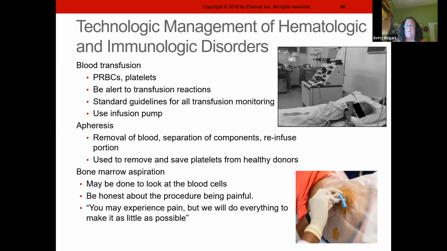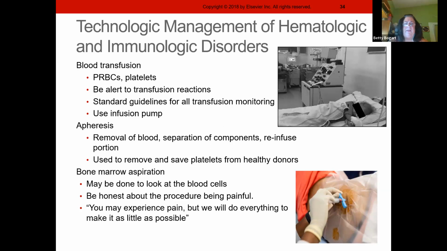As I said, apheresis, very similar to your dialysis, but what it does, it separates components and it's going to remove whatever they want, whether it's getting platelets from a healthy donor or maybe removing platelets for somebody, or another thing in there like the iron that they don't need.